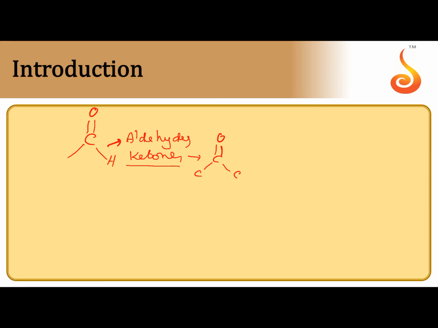The structure of the carbonyl group: if you take carbon and oxygen, the bond is a polar covalent bond. Oxygen gets a partial negative charge, carbon gets a partial positive charge. So carbon has attraction towards electrons. That's why it is called electrophilic carbon. Any nucleophile can attack at the electrophilic carbon.